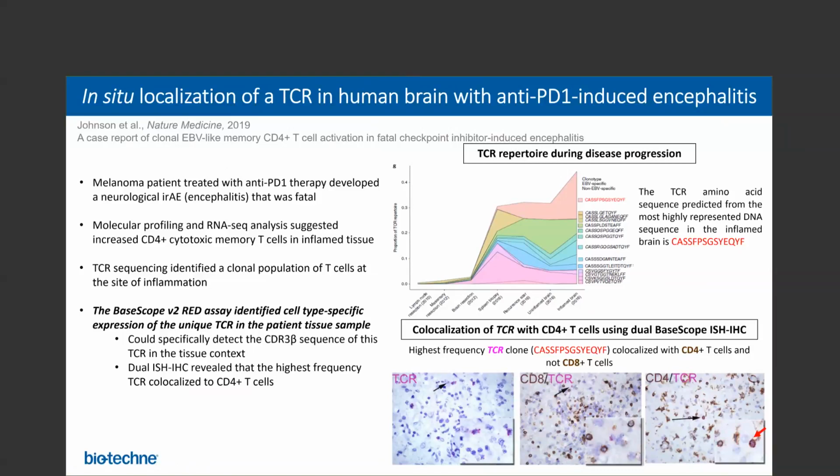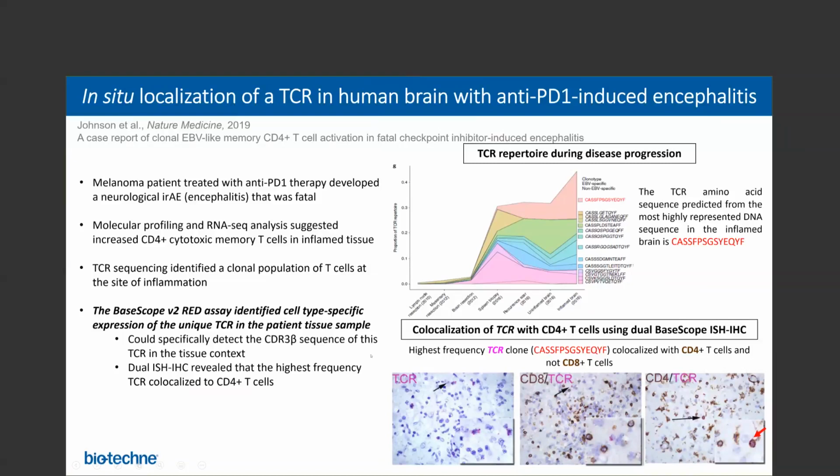So these researchers wanted to analyze what population of immune cells induced this encephalitis due to anti-PD-1 therapy. For that reason, they did TCR sequencing on this encephalitis tissue and found that there was a specific sequence that was most prominently expressed in this tissue. They developed a BaseScope probe against this sequence and visualized this TCR in that tissue.